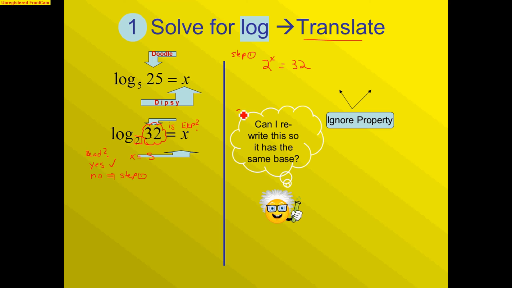Step 2, ask if you can rewrite to the same base. The left side is 2 to the x. Can you rewrite 32 such that it is 2 to something? And the answer is yes. 32 is 2 to the fifth. Step 3, since you have the same base, use the ignore property, and x must be equal to 5. And step 4 is solve. Of course, there was nothing to solve. What I forgot to tell you, step 5: anytime you're doing an answer like this and getting a log answer, you need to check the definition to see if you've broken any rules.